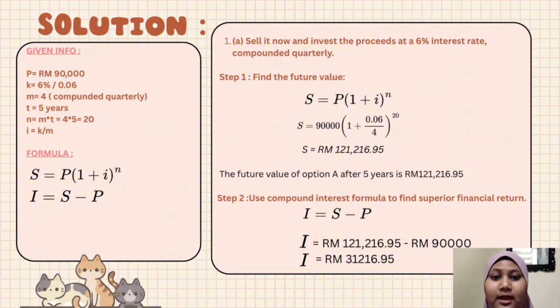So our equation will be S equals 19,000 (1 + 0.06 divided by 4) to the power of 20. Just put this equation in our calculator, and we will get the answer 121,216.95. So this is our future value of option A after 5 years. This is the first step.